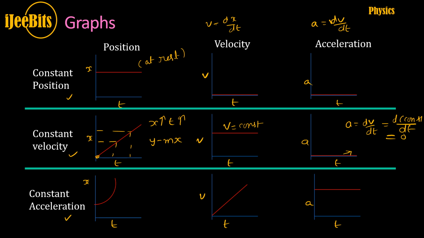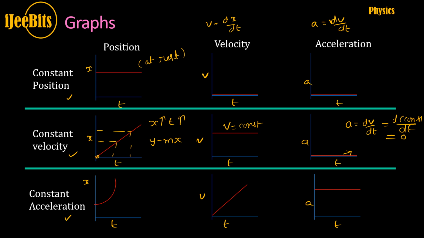This is constant velocity. So constant position, constant acceleration, in both places you see the line is on the x-axis in the acceleration graph. So there are two possibilities for this graph. Think about it that way. Now coming to constant acceleration.